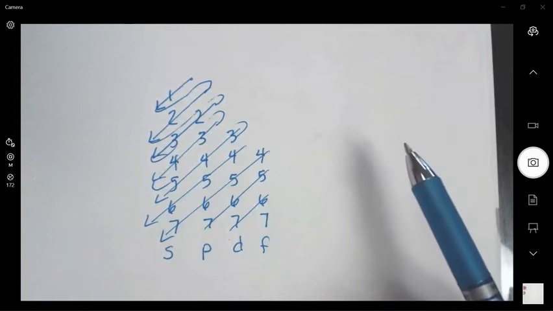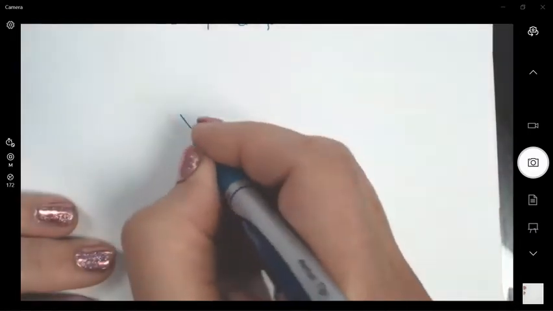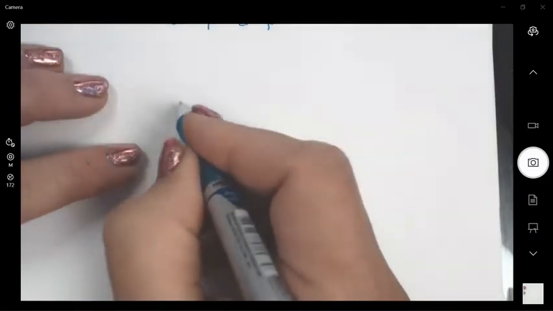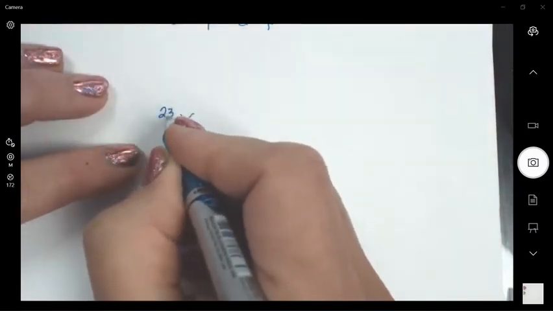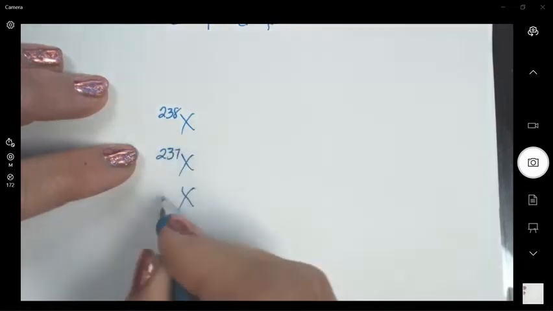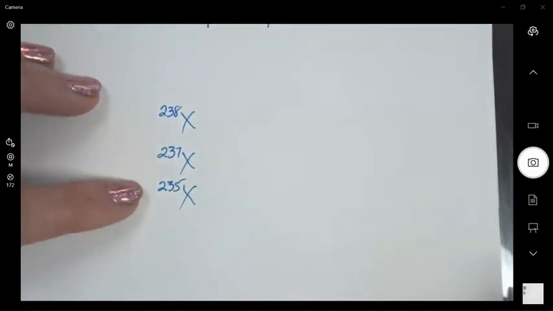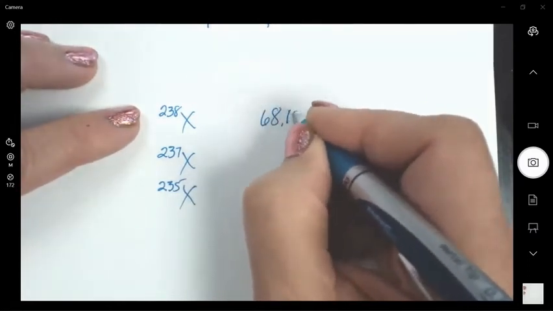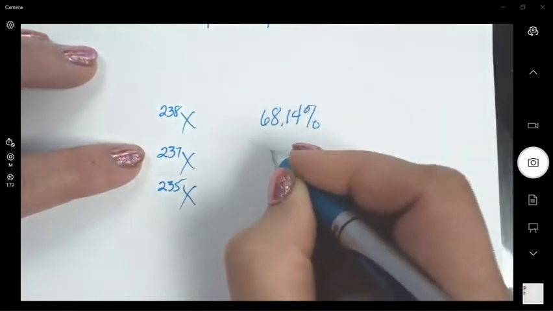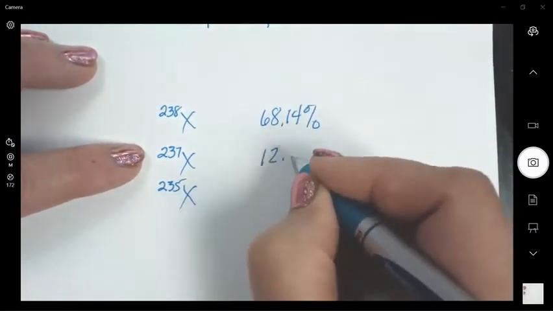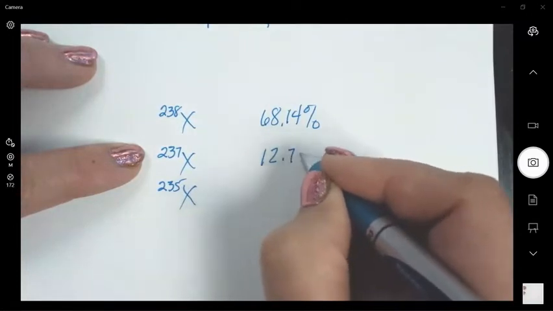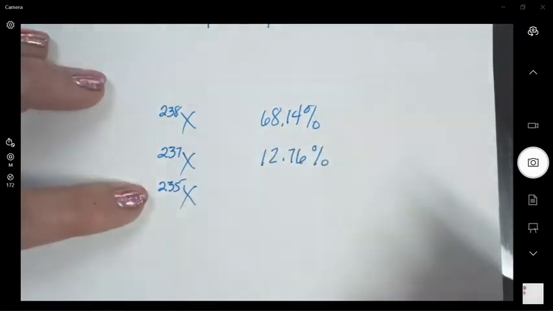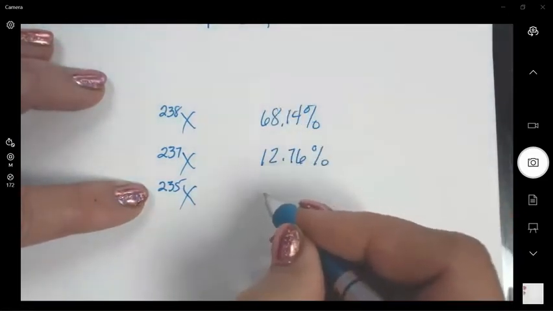How long do we have to do the weighted average? Weighted average. You'll be given an unknown X. You'll be given three masses, let's say 238, 237, 235, and you'll be given percentages. Let's say 68.14%, and 1.76%. And then what's left? What would that be?